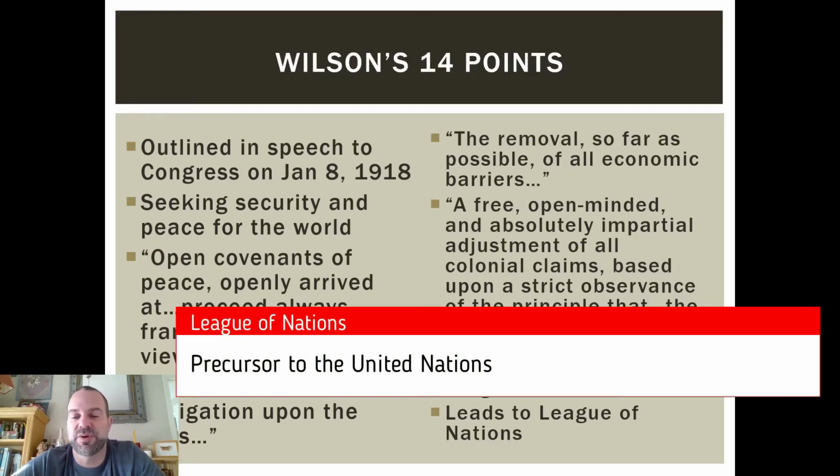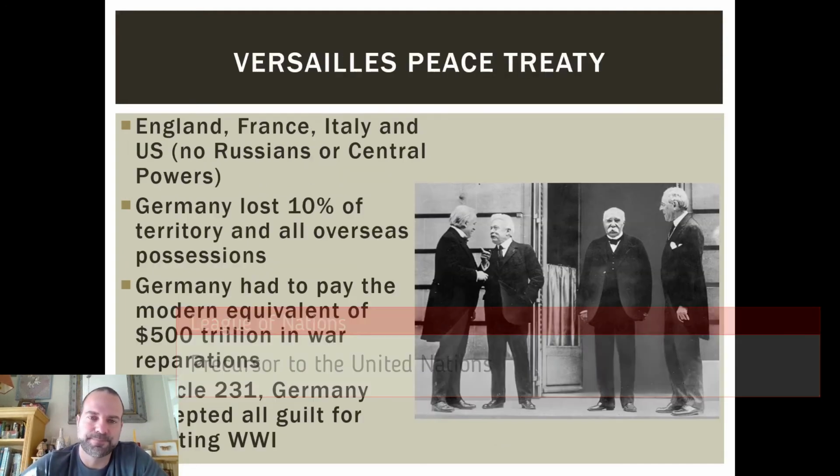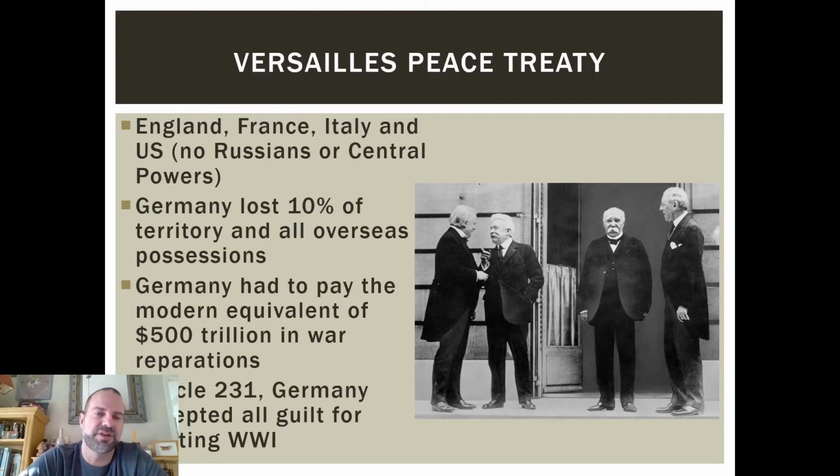So his 14 points eventually lead to the League of Nations via the Versailles Treaty. The Versailles Peace Treaty, the war ends, 1919. They call it the Big Four: the Prime Ministers of England, France, and Italy with the President of the United States. None of the Russians are there. They are in the middle of their own revolution. And the Central Powers, so they're making a peace treaty without the enemy powers being there. They're just going to show up and sign whatever they're given, which includes these points here.